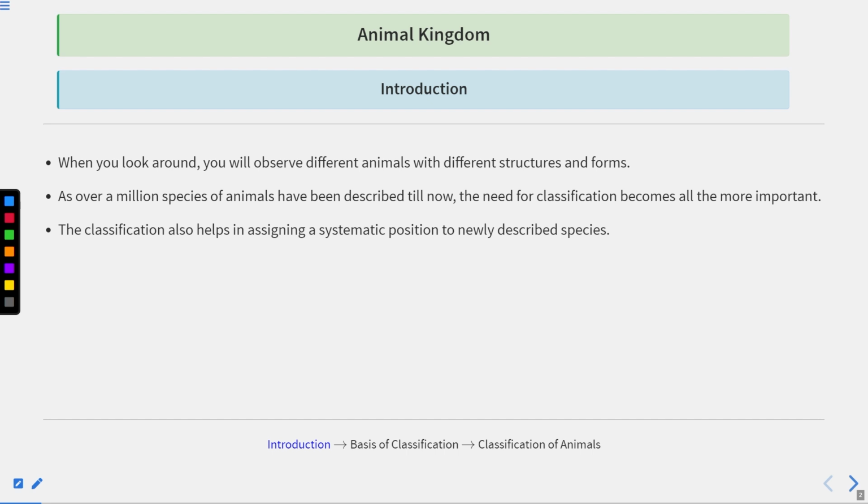When you look around, you will observe different kinds of animals with different structures and forms. Our earth is full of so many animals. We have around 1.7 to 1.8 million species, and it is very difficult to study each and every species.